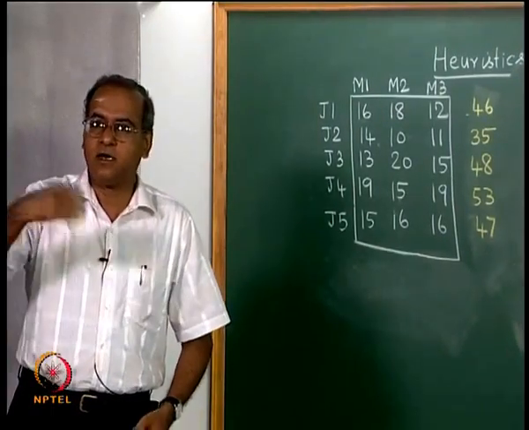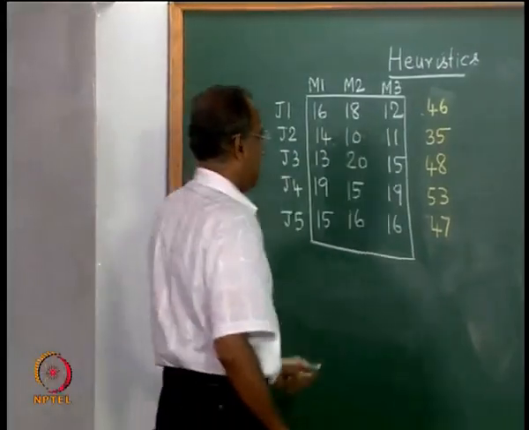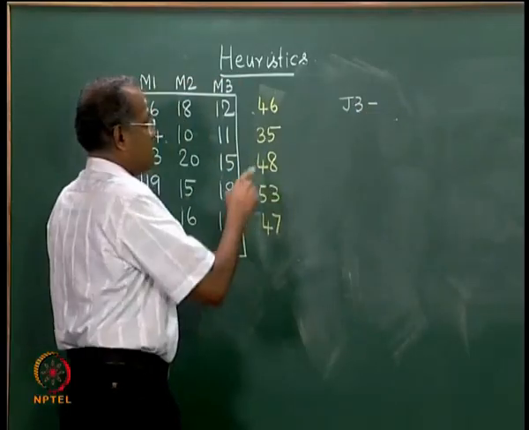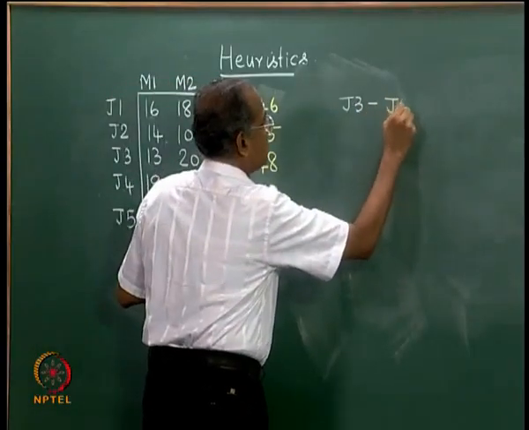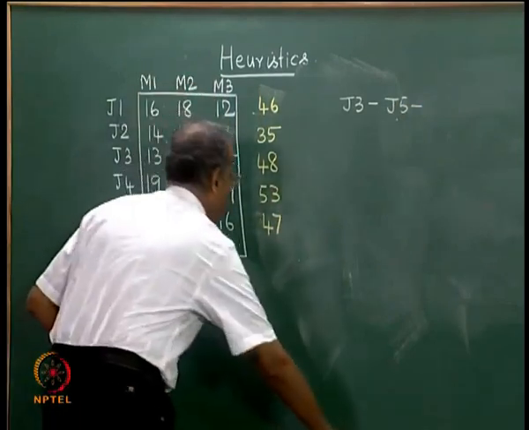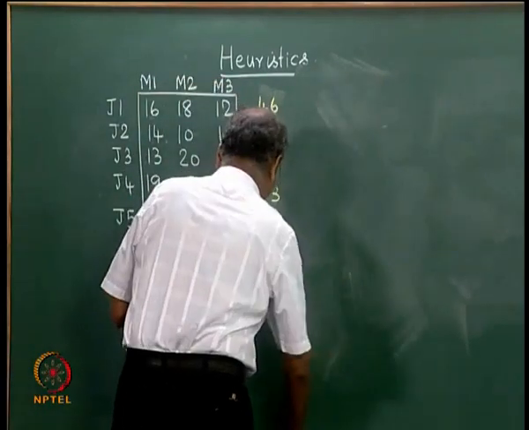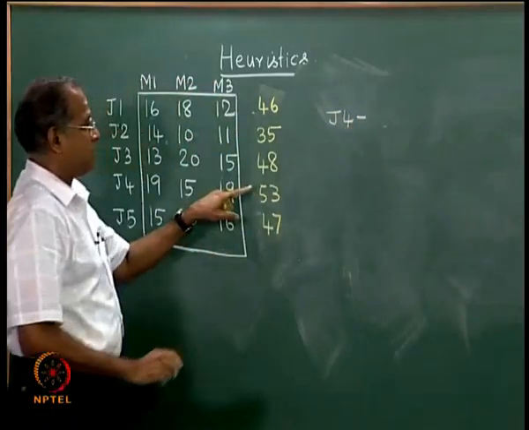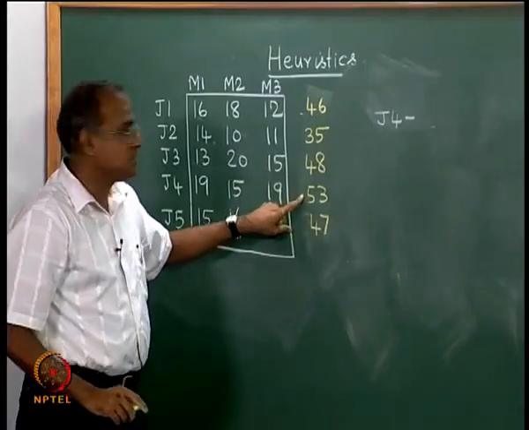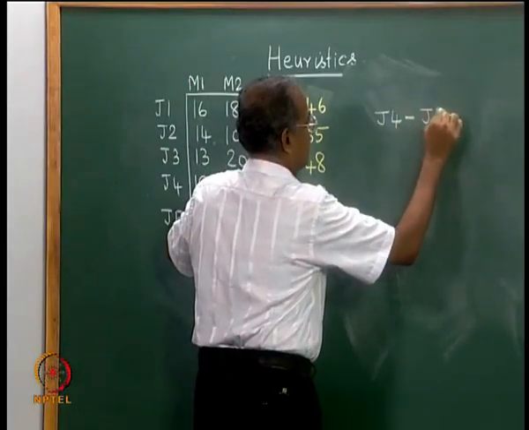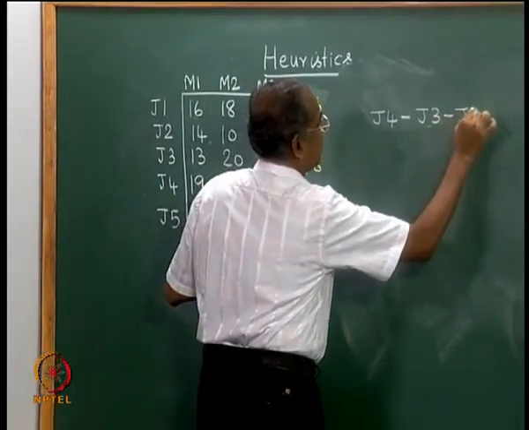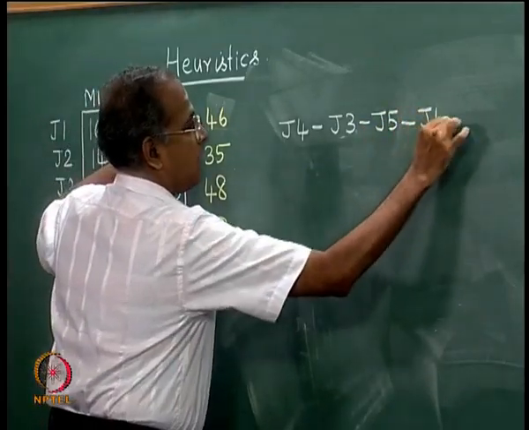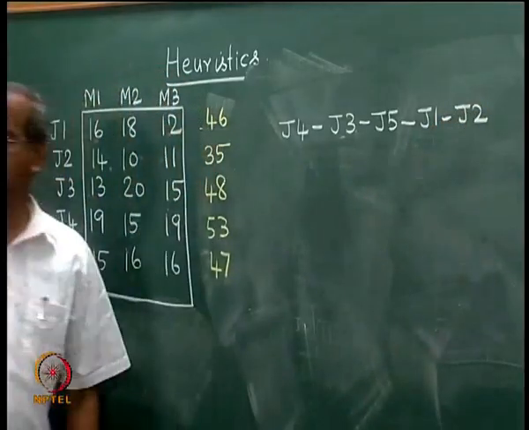Decreasing would always mean non-increasing order of this. So, the highest is J4 with 53, the next is J3, the third is J5, the fourth is J1 and the fifth is J2.